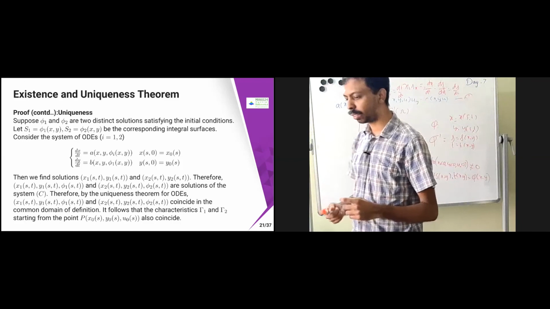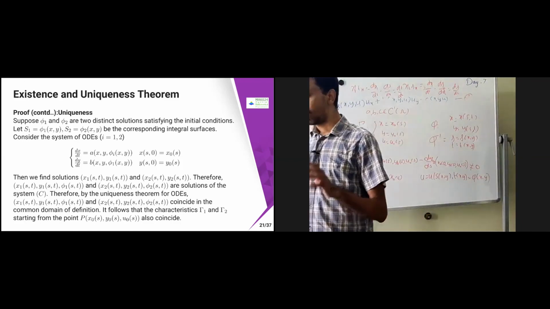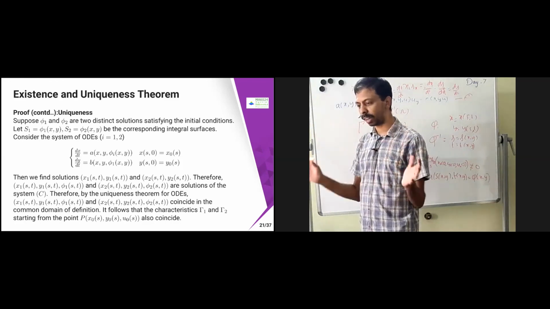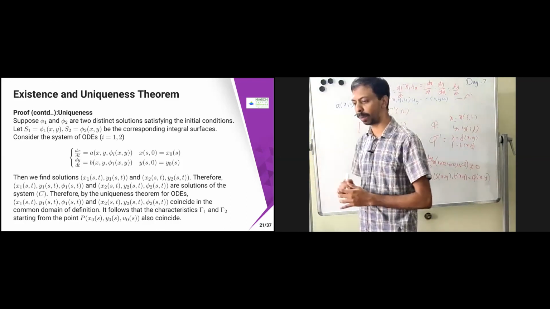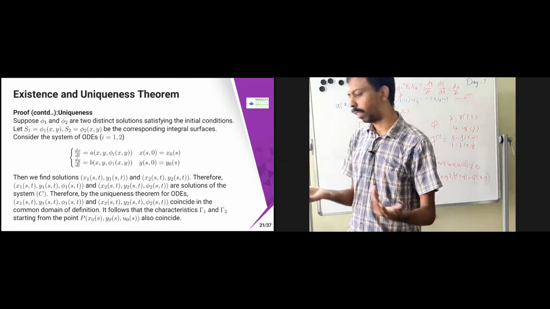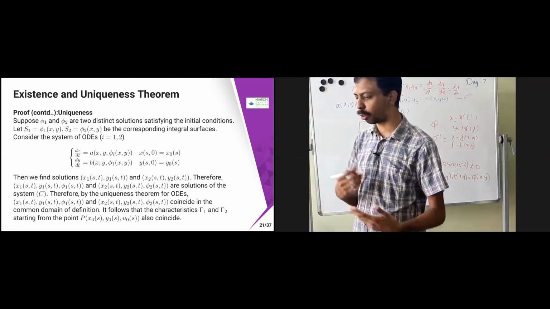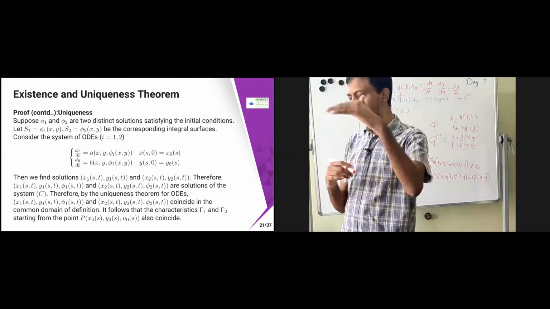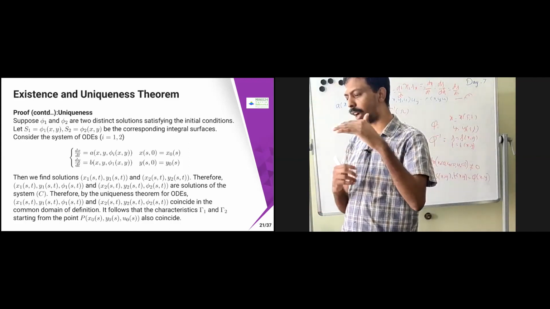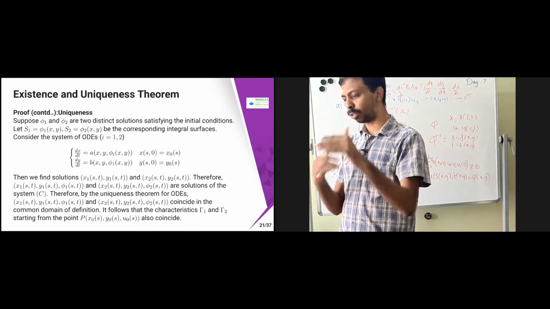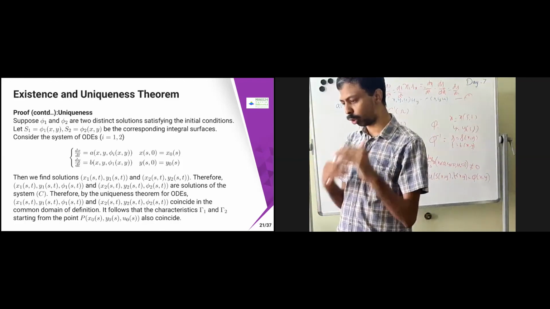Therefore, from the uniqueness theorem, x1(s,t), y1(s,t) is coinciding with x2(s,t), y2(s,t). If that is coinciding, the characteristics are also going to coincide, because that characteristic system is going to give you the unique solution. The uniqueness theorem of ODEs is going to give you the uniqueness, because it is going to coincide.